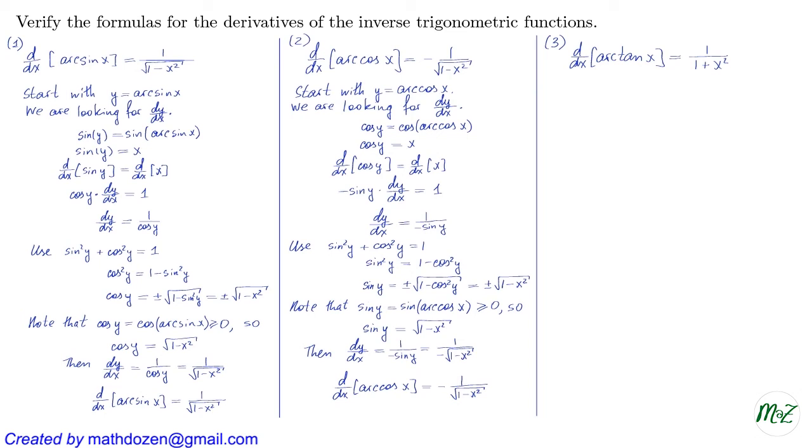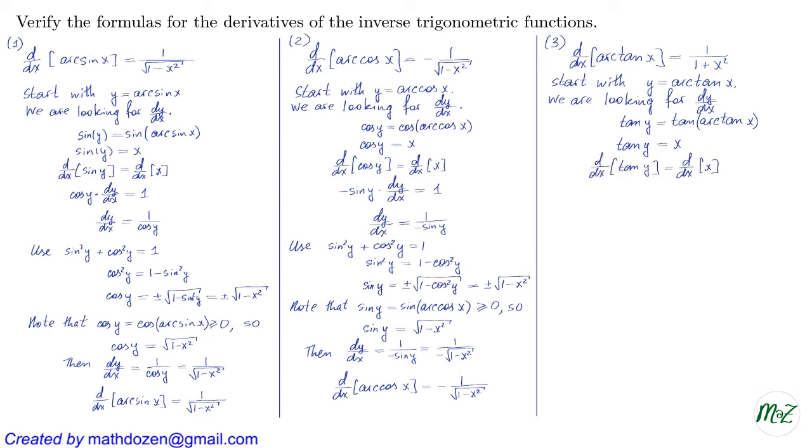And for the third formula, we're doing the derivative of arctangent. We'd like to see that it ends up being 1 over 1 plus x squared. Again, we start with y equals arctangent x, apply tangent to both sides, and tangent of arctangent of x simplifies to be just x. So we have tangent of y equals x, and we do implicit differentiation of both sides. We have the derivative of tangent y equals the derivative of x. The derivative of tangent y gives us secant squared y times dy dx. On the right, we have the derivative of x, which is 1.